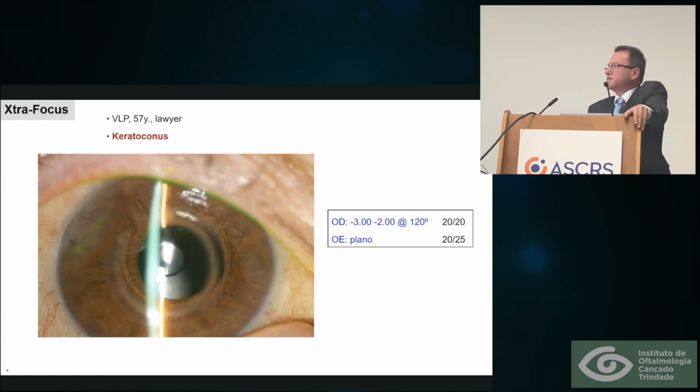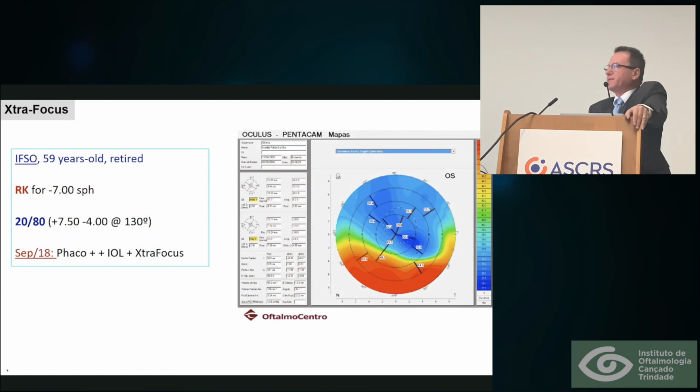So this is the result I did in both eyes. She ended up with 20/20 in one eye, -3, and the other plano 20/25, and a very happy patient. This is another interesting case where we can use the extra focal for post-RK patients.